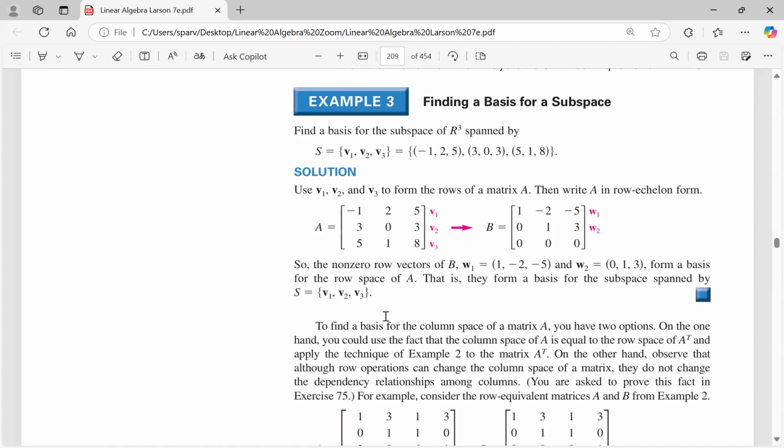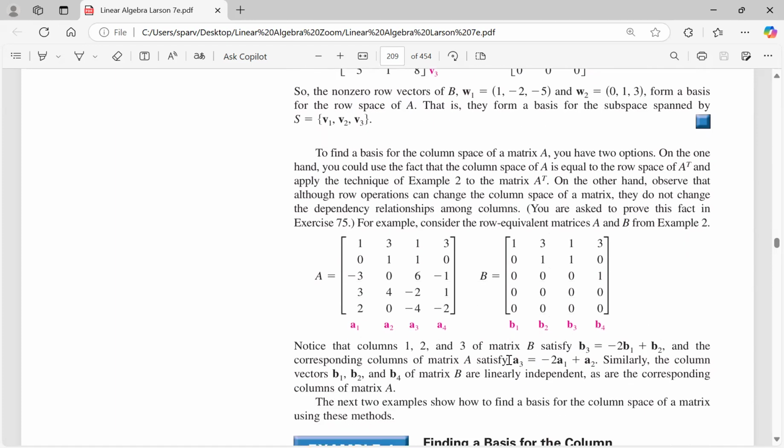And there you go. So W1, W2 form a basis for the row space. Notice it's the row space of the matrix A, this one. Okay. And so there we have that one.